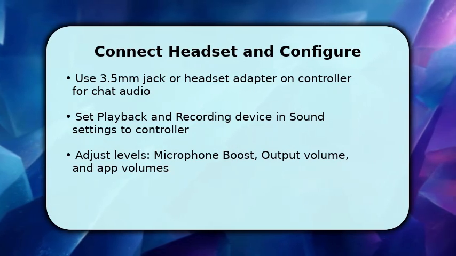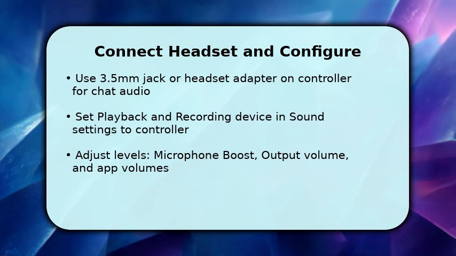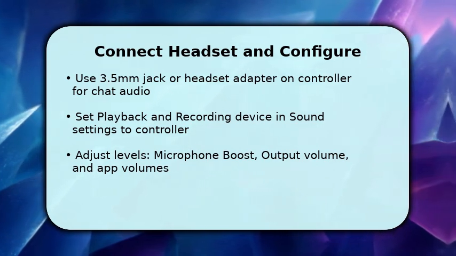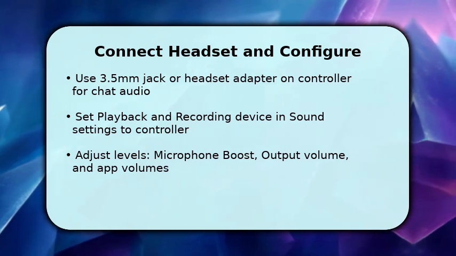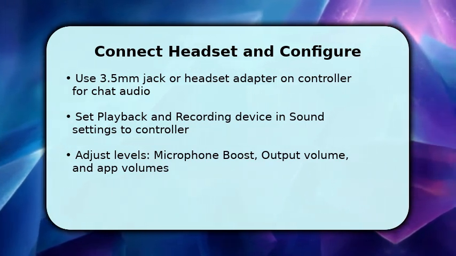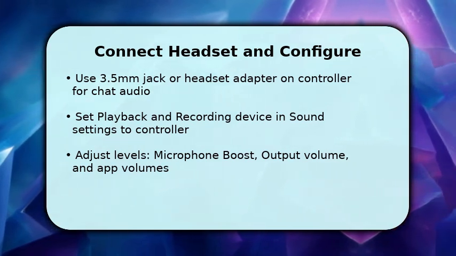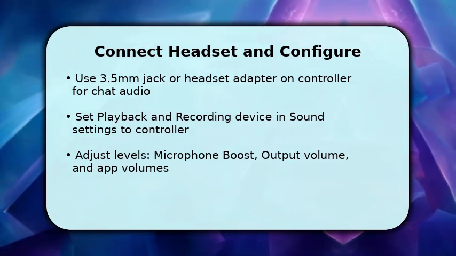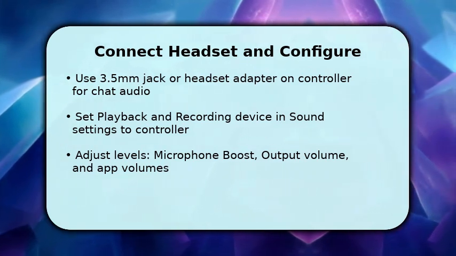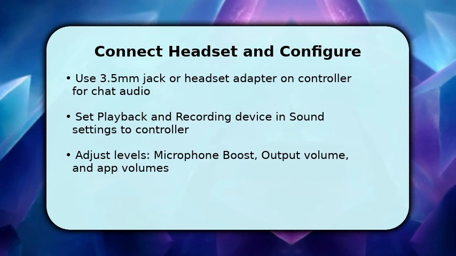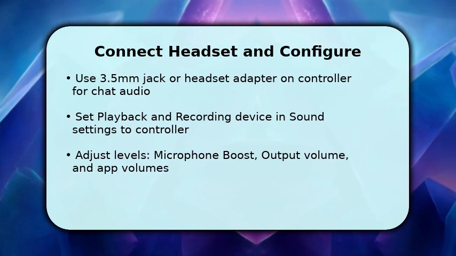Next, attach your headset. Plug the 3.5mm headset into the controller or use a USB headset connected to the PC. Then, open Windows Sound Settings and select the controller headset as both playback and recording if available. This routes game audio and chat through the controller. Make sure default communications device is set when needed. Once set, tweak microphone level and output volume so others hear you clearly without clipping. Test in the Xbox app or a voice call to confirm.